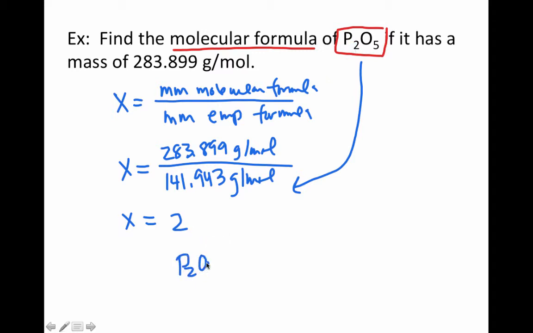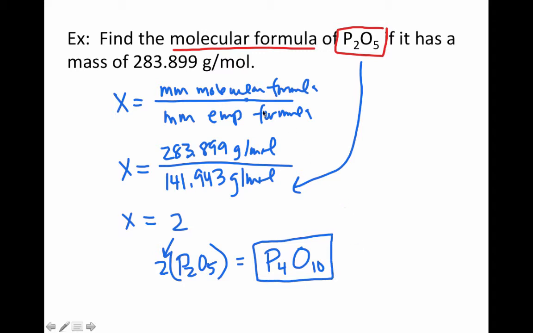So I'm going to take P2O5, I'm going to make it 2 times bigger because that's what that 2 tells me to do. And my answer is going to be P4O10. And that is my molecular formula. So when the problem says find the molecular formula, it gave me the empirical formula. I looked up that molar mass and put it down here. This molar mass was given in the problem. Got the whole number 2, made the empirical formula twice as big. There's my answer. I have another example for you.